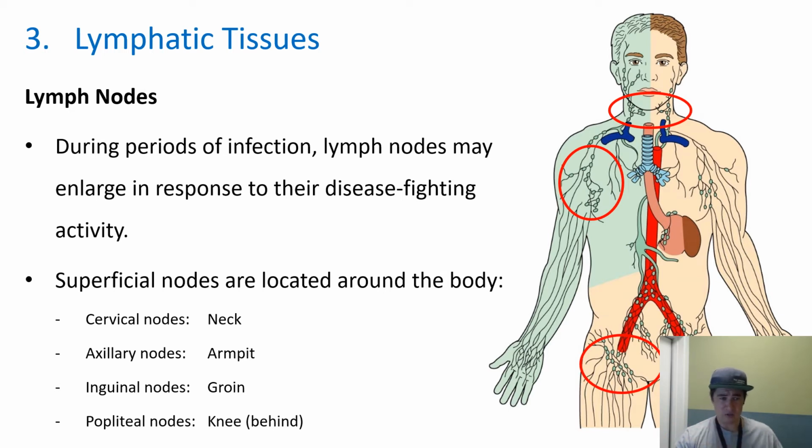We have these superficial nodes located around the body: cervical nodes around our neck, axillary nodes around our armpits, inguinal nodes in our groin, and popliteal nodes, which aren't on the diagram but are positioned behind the knee. And the massage therapists out there will know these as their no-go zones, or I can't remember what Carolyn calls them, but they're like high danger zones where you wouldn't put a lot of pressure in these areas because they're sensitive.